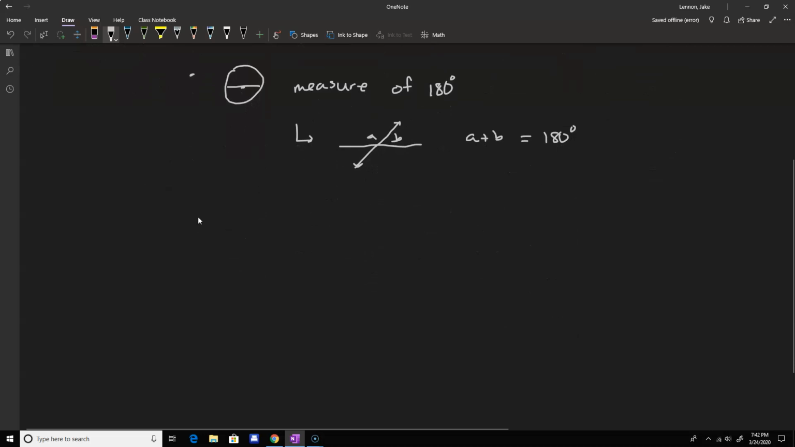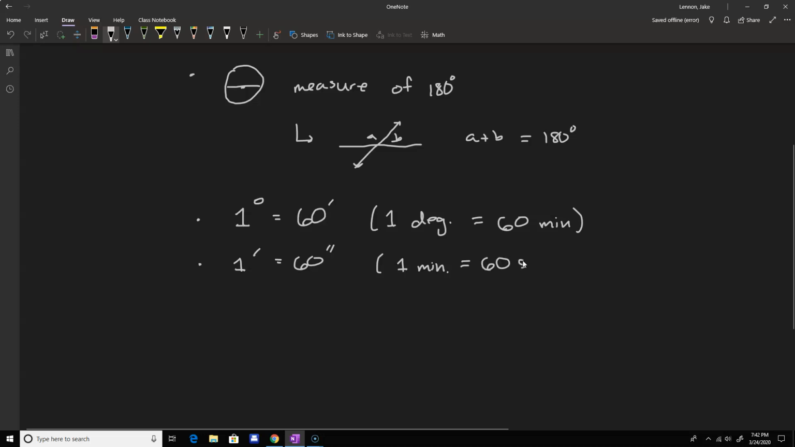And then we can subdivide degrees into even smaller parts. Again, they're in proportions of 60 as well. So 1 degree is equal to 60 minutes. So that's what we say here, 1 degree equals 60 minutes. So we use a kind of prime to denote that. And then if you want to go smaller than minutes, 1 minute is the same as 60 seconds. So this is 1 minute equals 60 seconds.